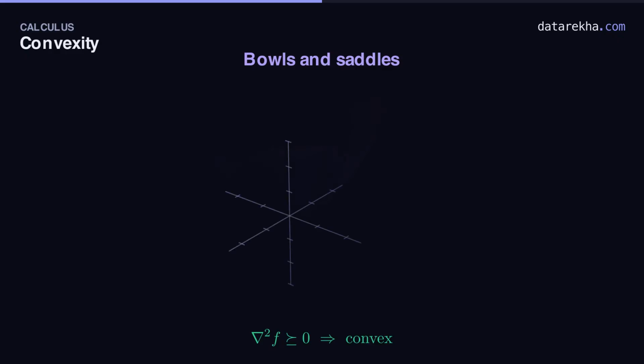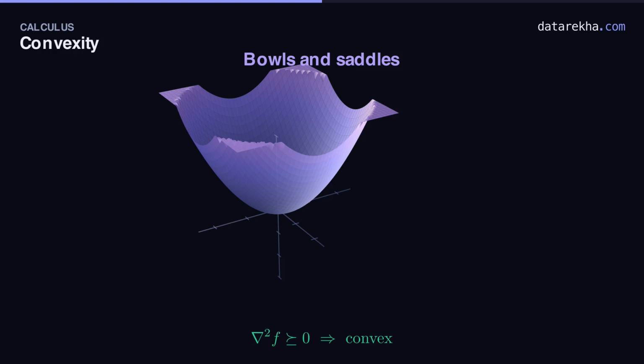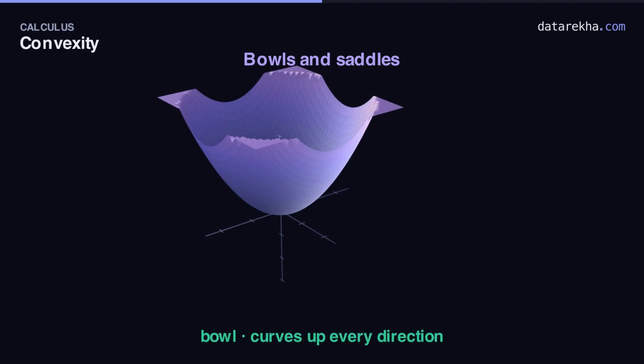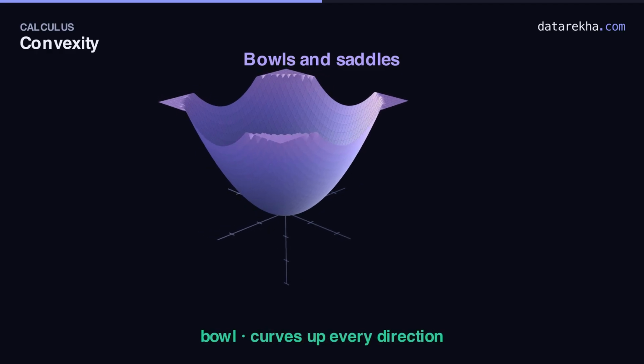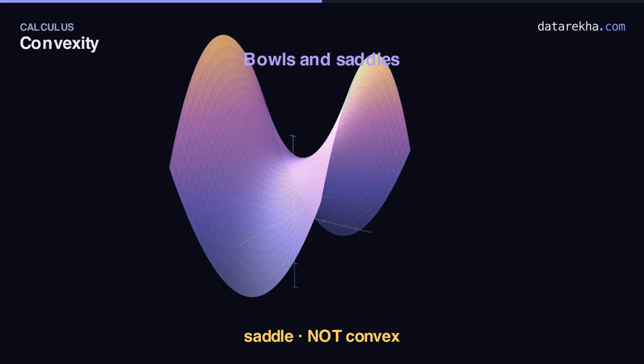In more than one variable, the same idea lifts into higher dimensions. The single number f double prime is replaced by a matrix of second derivatives, the Hessian. And convex now means that Hessian is positive semi-definite everywhere. When the Hessian is positive semi-definite, the surface is a genuine bowl, curving upward in every direction at once. The multivariate twin of f double prime being non-negative. But make the surface rise one way and fall another, and you get a saddle. Its Hessian has mixed signs, so a saddle is not convex. One direction of downhill is all it takes to break the guarantee.